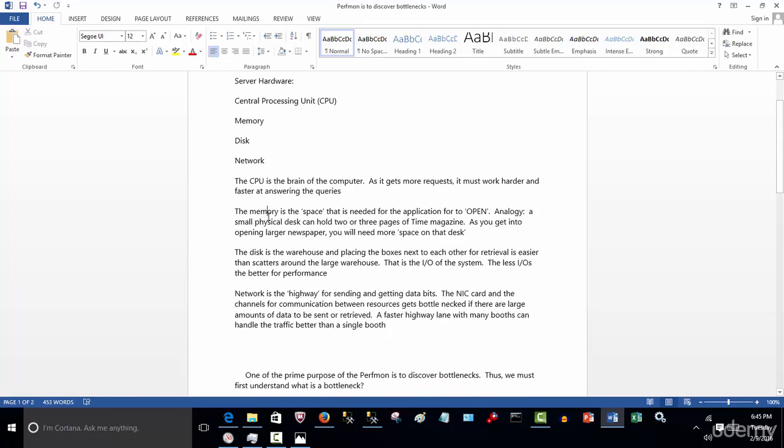So let's talk about the memory now. The memory basically is the space that is needed for the application to open. A simple example of that is the RAM in your computer. When you open an application, it takes up space in that memory. As you open more applications, it's taking up more space in that memory. It gets to the point where if you open so many applications or so complicated applications, it's going to saturate the memory.